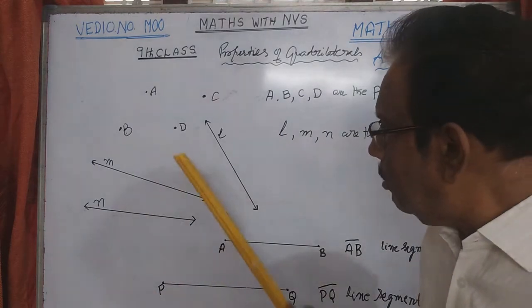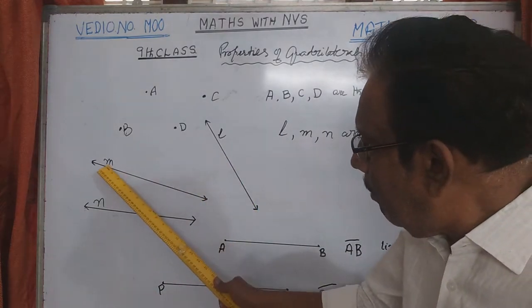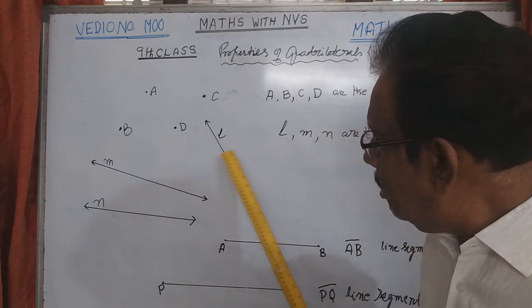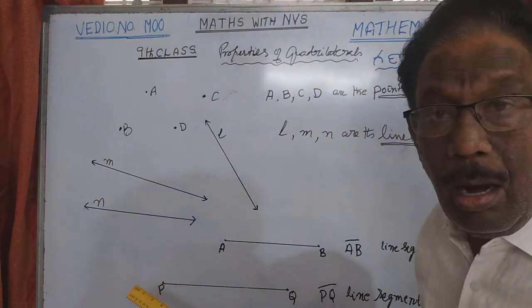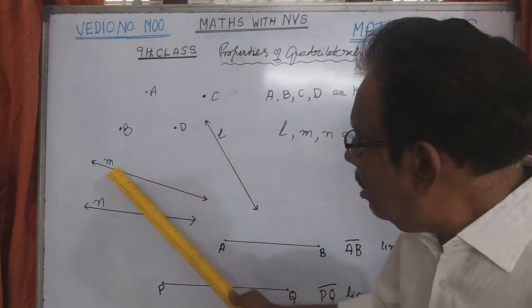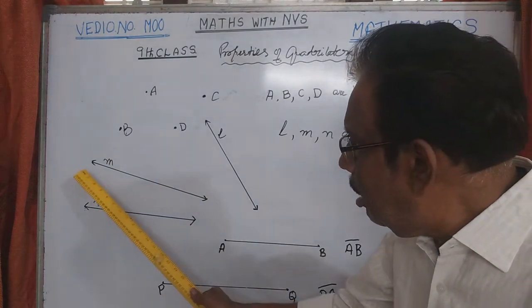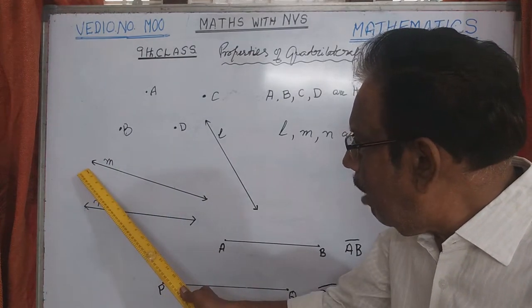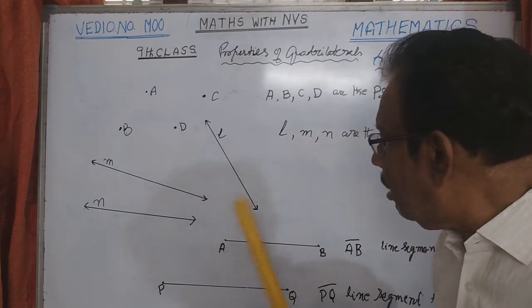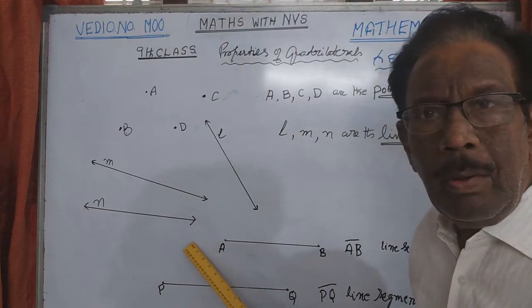Next, after points, here you see L, M, N. See, what is this? These are all lines. We do not write them with small letters. After this straight line, we have arrows here, here and here. We call them lines.